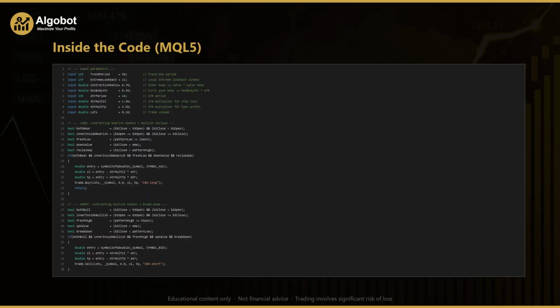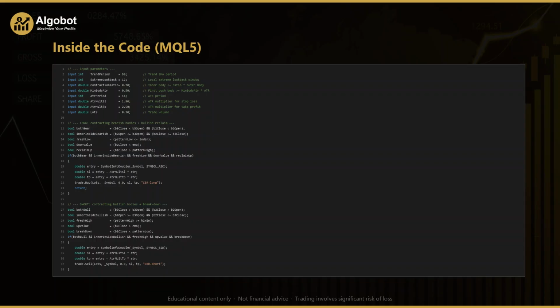Let's look at the actual MetaTrader 5 code that runs this logic. At the top are the input parameters you can adjust in the EA's settings. TrendPeriod sets the length of the trend moving average. Extreme loopback controls how many bars define a fresh local high or low.